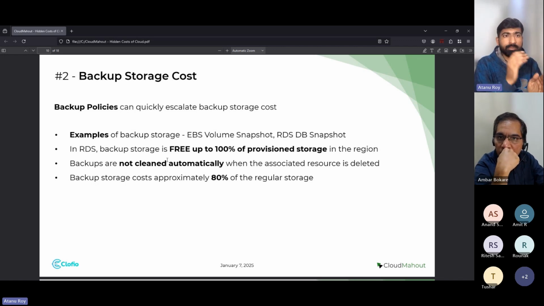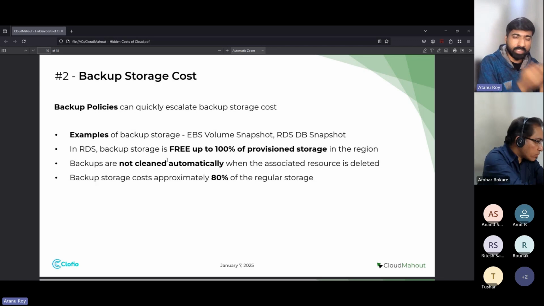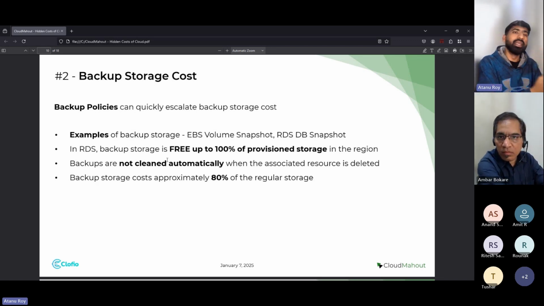And the second thing is that whenever you are deleting the infrastructure, if you do not need the backup, clean it up. So these are the two things from a backup storage cost.